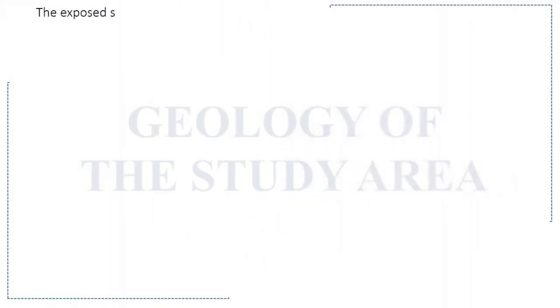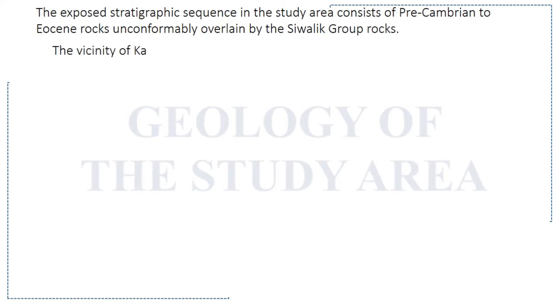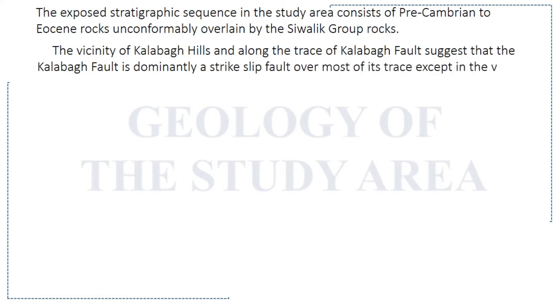The exposed stratigraphic sequence in the study area consists of Precambrian to Eocene rocks unconformably overlain by the Siwalik group rocks. In the vicinity of Kalabagh hills and along the trace of the Kalabagh fault, it is suggested that the Kalabagh fault is dominantly a strike slip fault over most of its trace except in the vicinity of the Kalabagh hills.